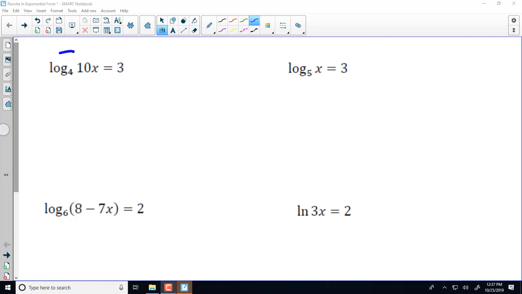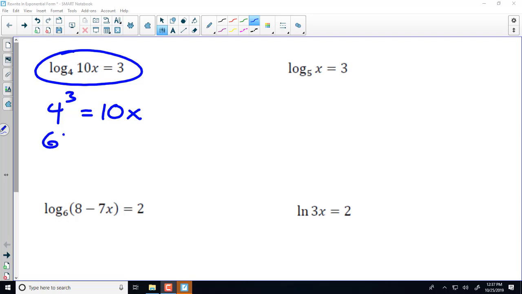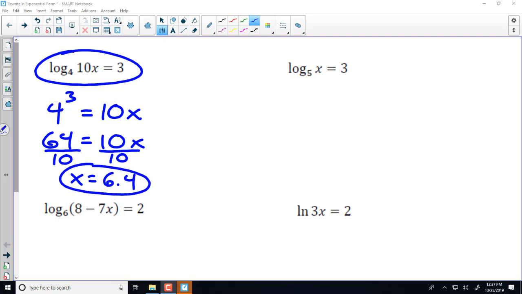Now if you look at this first one right here, this says log base 4 of 10x equals 3. Well, what's the base? The base is 4. The logarithm is equal to the exponent, so this is the same thing as 4 to the third equals 10x. 4 to the third is 64 equals 10x. And to get x by itself, we just divide both sides by 10. And we get x equals 6 4/10 or 6.4. And that's actually the answer.